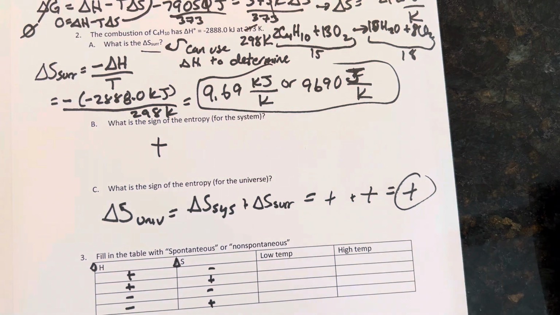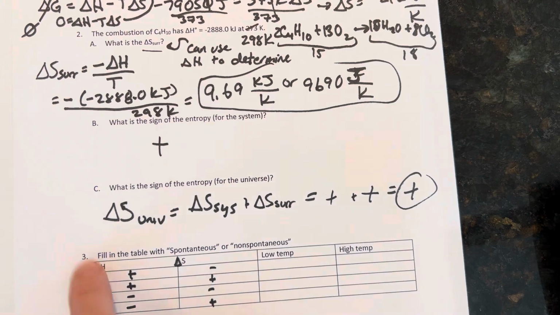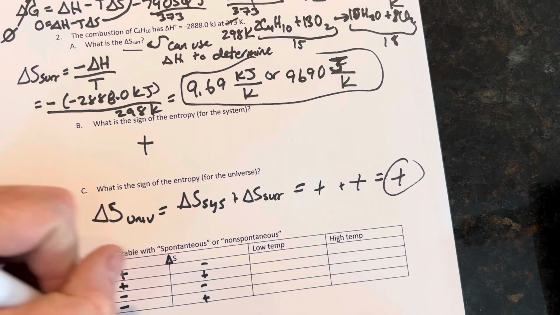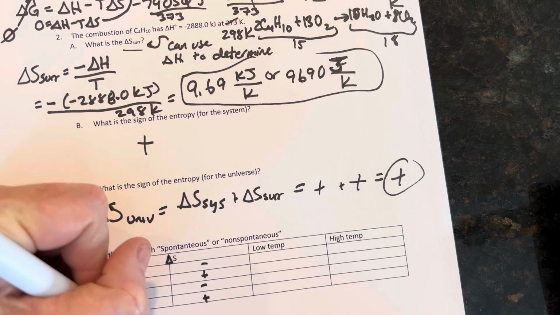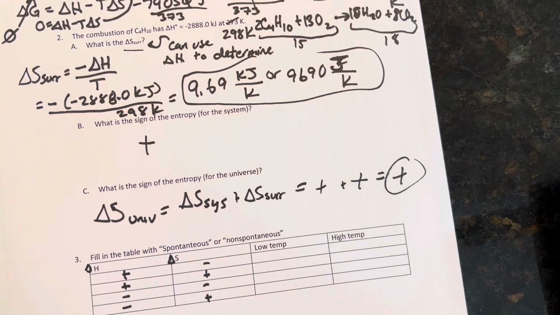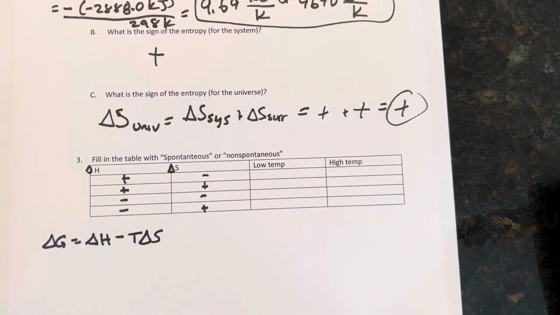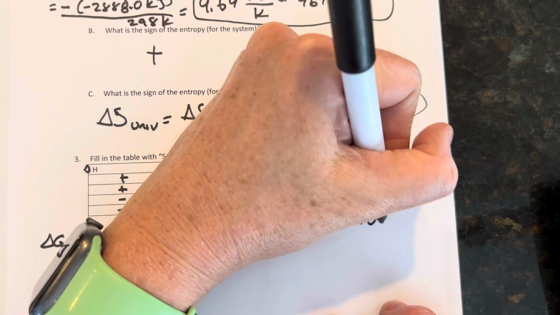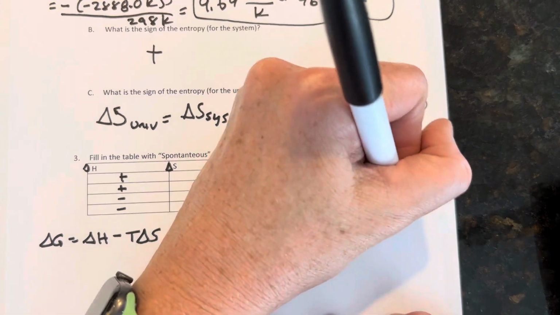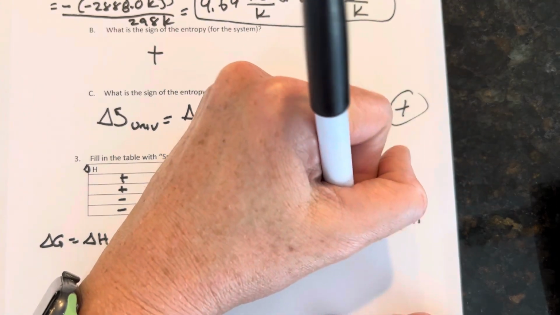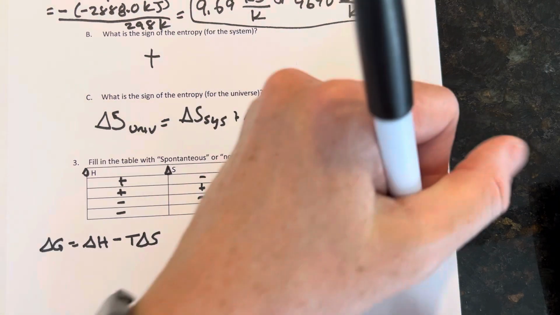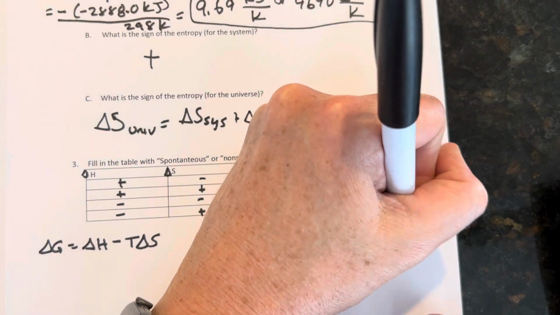All right, so in order to, like we said, anytime we're relating enthalpy and entropy, we should be looking at delta G equals delta H minus T delta S. And another important consideration is that when delta G is less than 0, in other words, it's negative, it's going to be spontaneous. If delta G is greater than 0, in other words, when it's positive, it's going to be non-spontaneous.